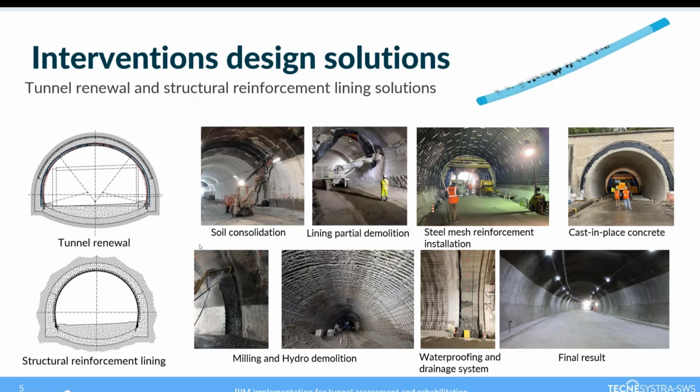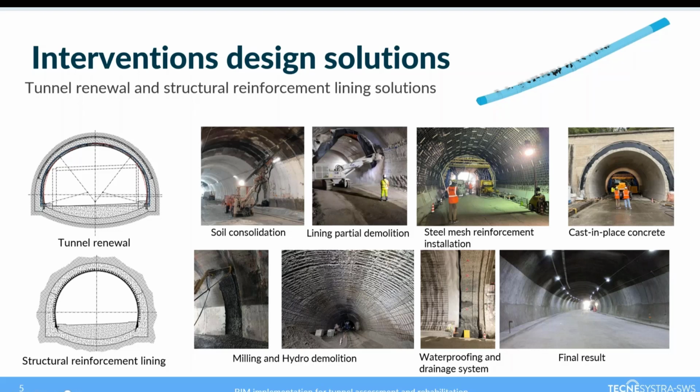In this slide, we have a type of each intervention solution. The tunnel renewal design solutions are based on the soil consolidation that comprehends the voids filling of the back of the crown, the rock bolts, partial or total demolition of the lining, waterproofing and drainage collection system, installation of the steel mesh reinforcement, and cast in place concrete. And sometimes lowering the road surface and the internal lining. So after the implementation of this intervention, the existing lining will not be considered anymore. So it will be like a new tunnel.